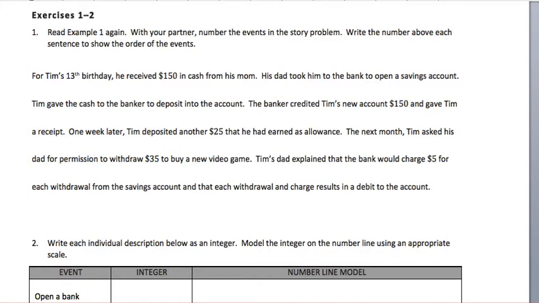Next, we'll read example 1 again, and with a partner, you need to number the events in the story problem. Write the number above each sentence to show the order of the events, keeping in mind that the order may not be the order in which the events appear in the paragraph.